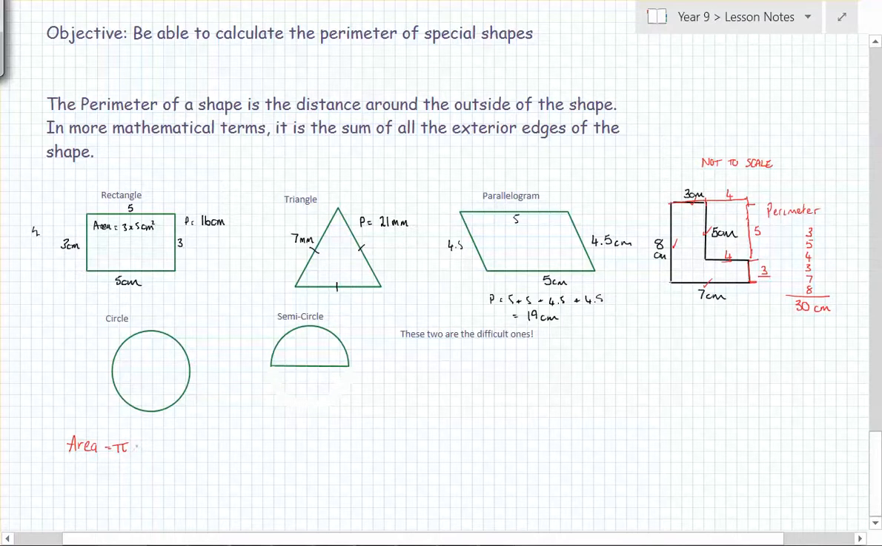You're right, it's pi. Do you remember what pi is, by the way? 3.14. Well done, Joanna. 3.14 is pi. It goes on forever though, doesn't it? But 3.14. And what was it? It was times r squared, yeah?